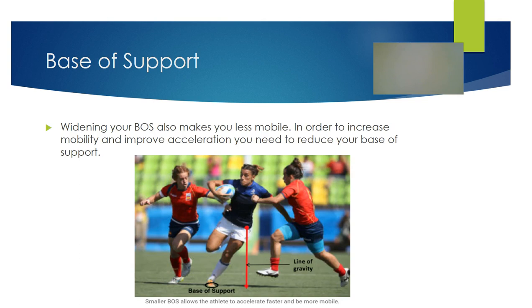Widening your base of support also makes you less mobile. Okay, we know that. Okay, if you have a really wide base of support, it's really hard to move. In order to increase mobility and improve acceleration, you need to reduce your base of support. All right, so yes, widening makes you more stable, but it decreases your range of movement. So you do need to decrease your base of support to get that quick acceleration.